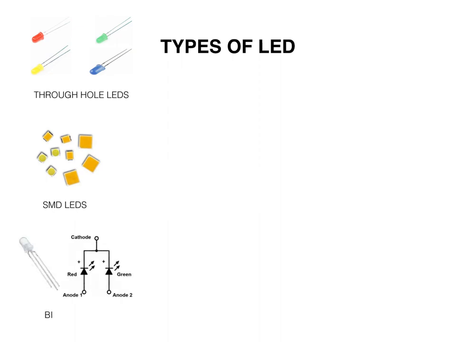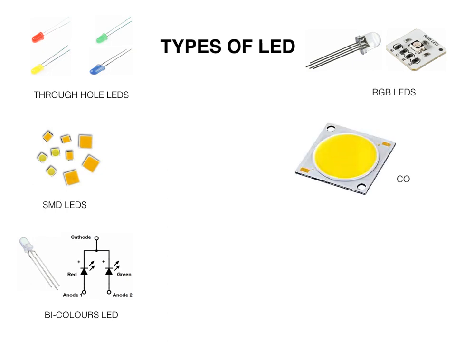The next type of LED is the bicolor LED. It emits two colors and has three leads, usually two anodes and a common cathode. RGB LEDs are very popular nowadays. It contains three LEDs on a single chip. We can control the output of the RGB LED to produce a wide range of colors by a technique called PWM. COB stands for chip on board, which is another new generation of LED technology.